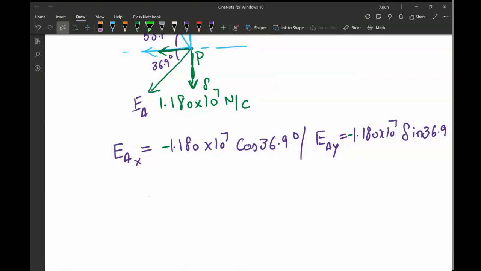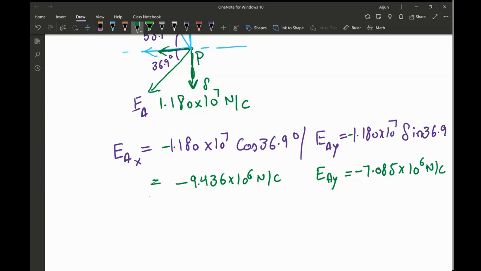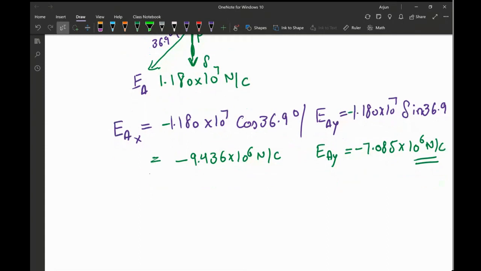Once I calculate the values for these two, the value for the first one will come out to be negative 9.436 times 10 raised to the power 6 Newton per Coulomb. And for EAY, the value will come out to be negative 7.085 times 10 raised to the power 6 Newton per Coulomb. One more time, make sure your calculators are in degree mode. Then I'll try and find the value of EB.